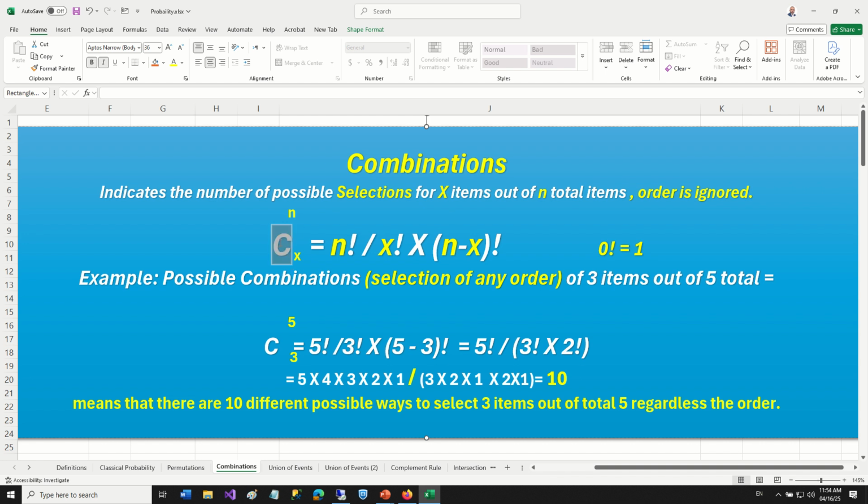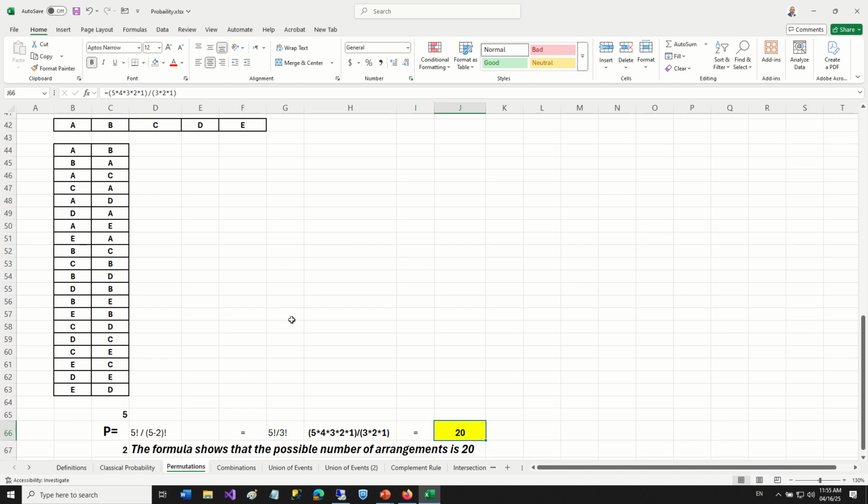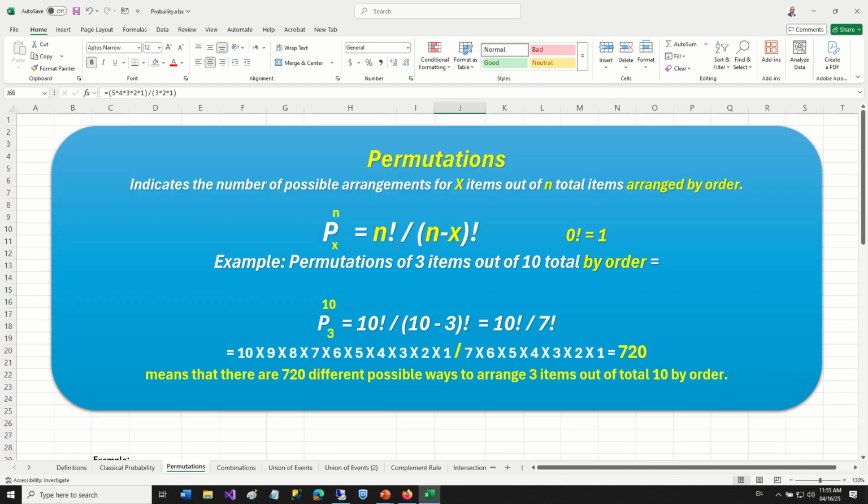The rule for C, X out of N, is N factorial divided by X factorial multiplied by (N minus X) factorial. It is the same rule as for permutation, but the difference is that here we are also dividing by X factorial.